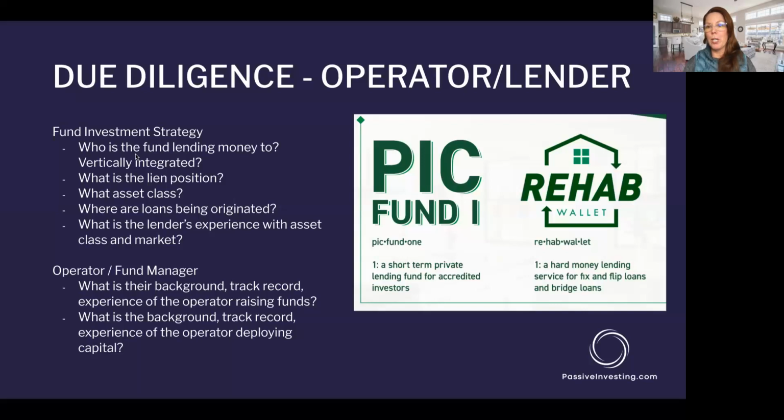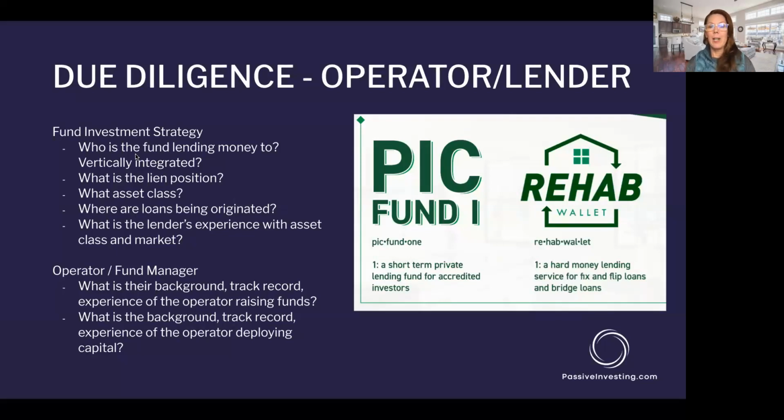Where are the loans being originated? What states are these loans being written in? The laws around origination in, say, the southeast part of the United States are going to be different than they are out west or in the northeast. How do those states favor businesses? We want to understand that. What is the lender's experience with not only lending, but lending on that particular asset class and in that market? Do they understand the market? Do they understand how multifamily or single family operates in that market? We want to know the answers to that question.